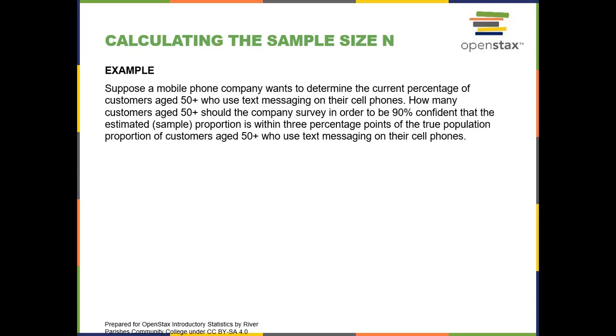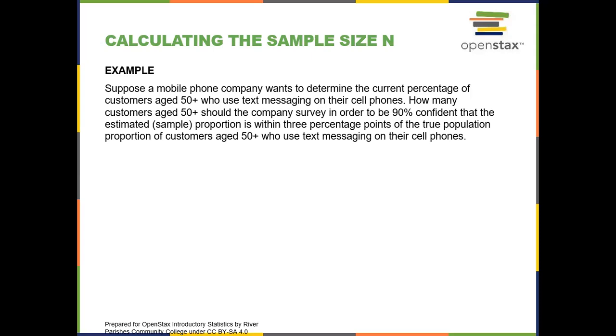So here's the problem. Suppose a mobile phone company wants to determine the current percentage of customers aged 50 plus who use text messaging on their cell phones. How many customers aged 50 plus should the company survey in order to be 90% confident that the estimated sample proportion is within 3 percentage points of the true population proportion of customers aged 50 plus? So your margin of error is 3 percentage points or 0.03, and you want to be 90% confident.